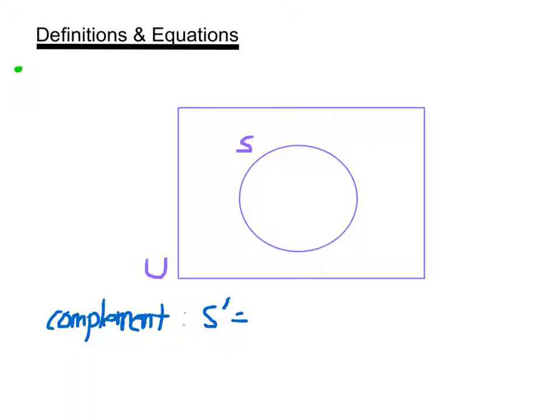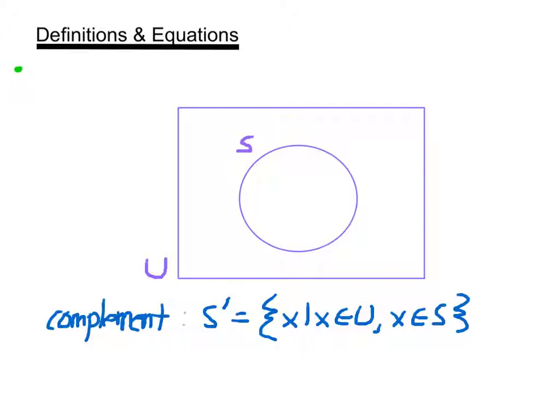And using set notation, we can define the complement of set S. And that is all numbers x such that x is a member of the universal set, but x is not a member of set S. This is probably visually easier to understand by looking at the Venn diagram.